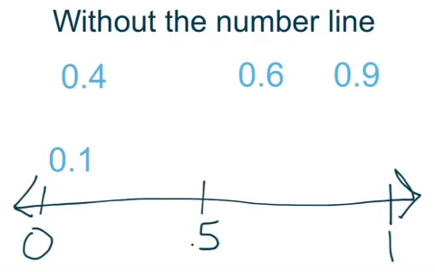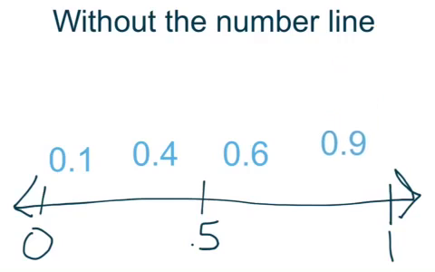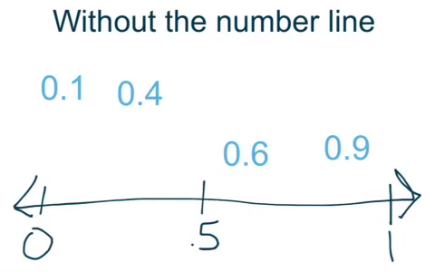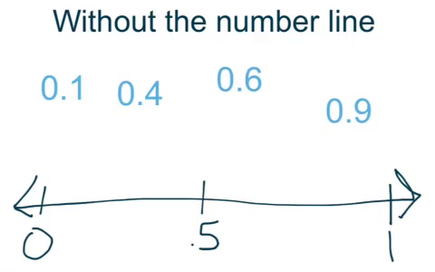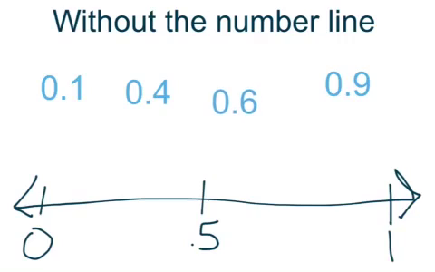And my 0.4, or my 4/10ths, is going to be before my half. 6/10ths would be after my half. And 9/10ths would be at the end. You can also see that it kind of goes up in numeral order. So 1, 4, 6, and 9. 4 is bigger than 1, 6 is bigger than 4, and then 9 is bigger than 6.